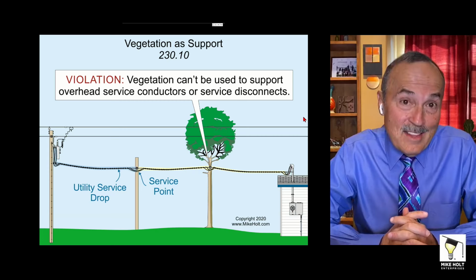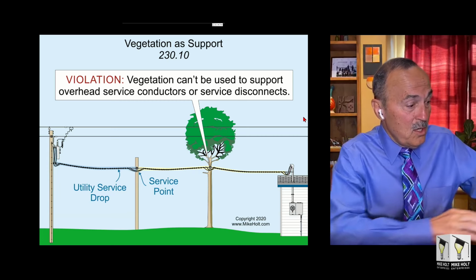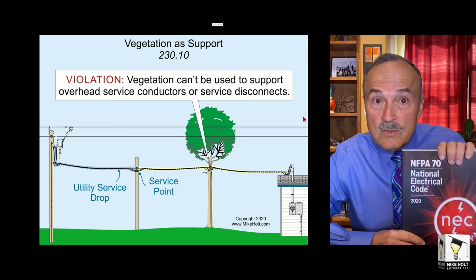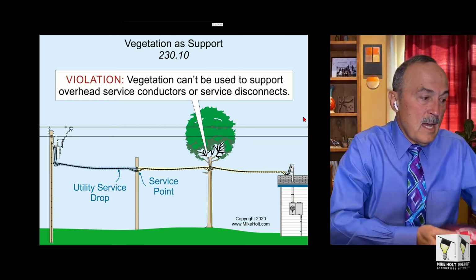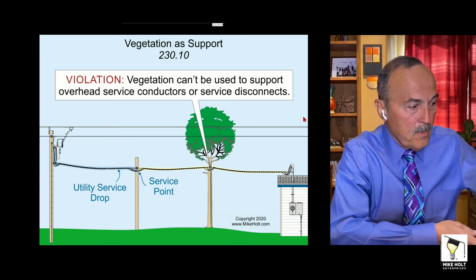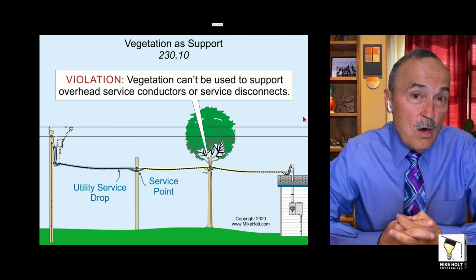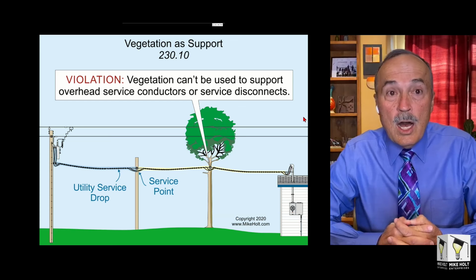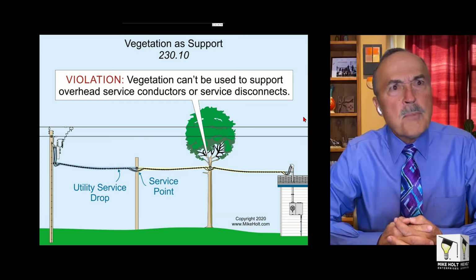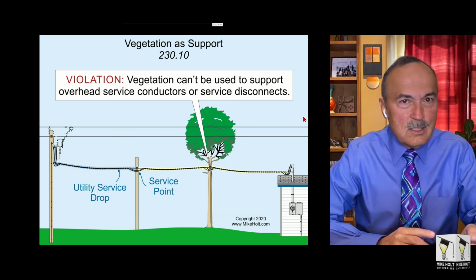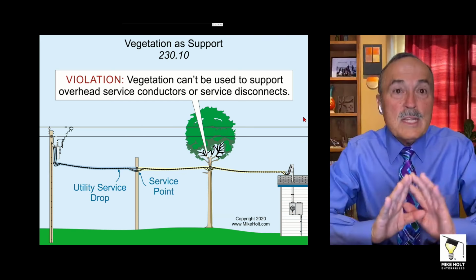Well, the number one thing we have to learn is we have to go to the code book, which I don't have time to get into, and we got to find out what's a service. We got to find out what's a service point. We got to know what is a service drop. We got to know what service conductors are, overhead service conductors, underground service conductors, lateral service conductors, and all that stuff. You ready? I'll make it simple.